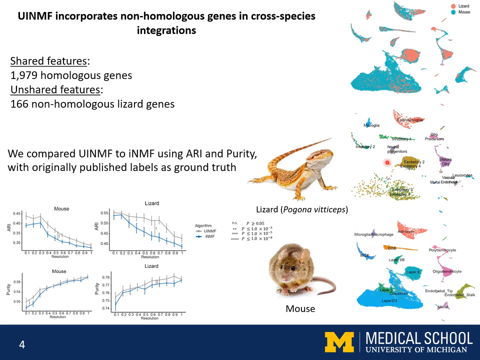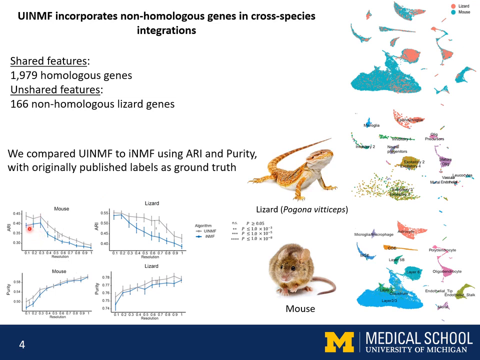And you can see appropriate cell type correspondence between many of the cell types, such as the astrocytes, the inhibitory neurons, as well as the excitatory neurons. We further wish to quantify the benefit of using UINMF over iNMF, which, again, cannot incorporate the unshared genes. And you will see that we did this using both the mouse and the lizard cell labels.